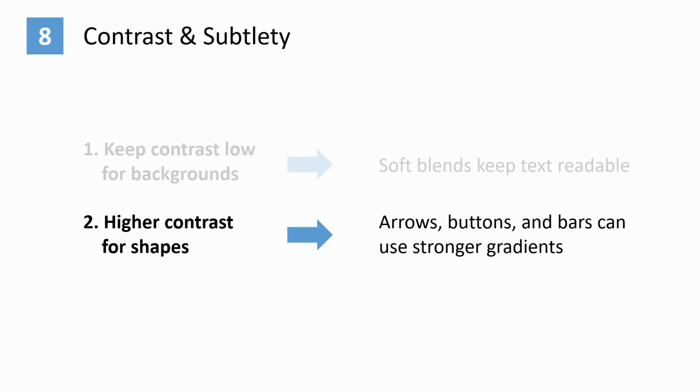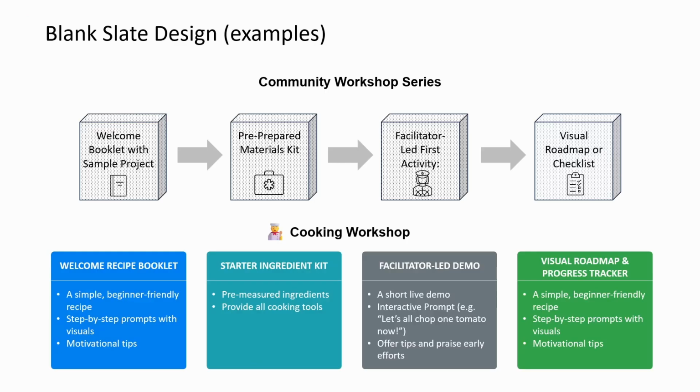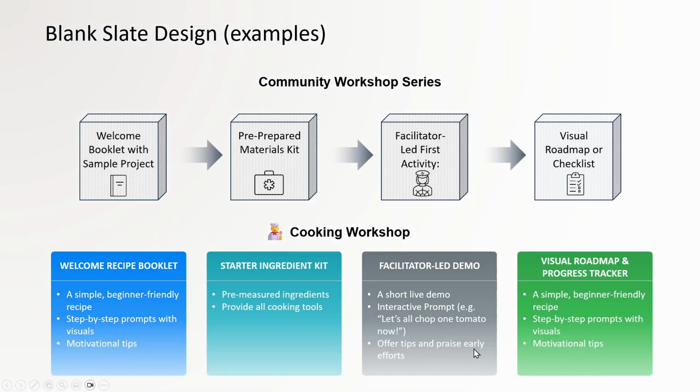Next, use higher contrast for shapes. So things like arrows, buttons, bars, things like that can benefit from a stronger gradient. So let's take the same example. If we apply gradients to arrows and these rectangular shapes, we could get an effect like this. So just a subtle improvement without distracting from the content.